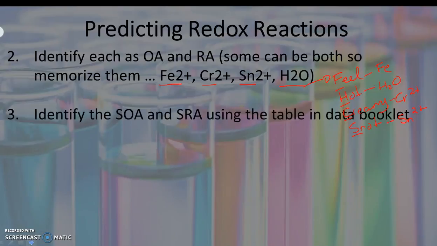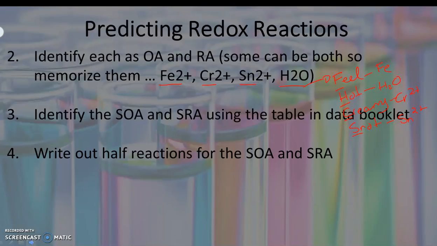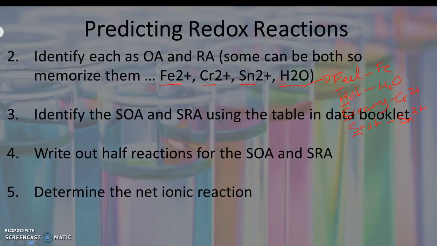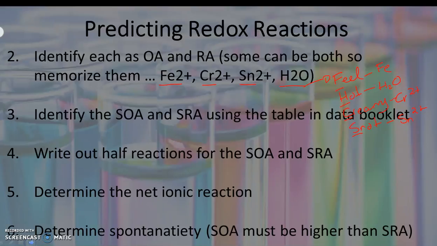Yeah. So then once you've identified everything as oxidizing and reducing agents, what you need to do is figure out which 2 are the strongest oxidizing agents and strongest reducing agents based off that table in the data booklet. Once you've identified which ones are the strongest, well, then those are going to be the ones that are going to be reacting. Everything else we ignore as a spectator ion. So you'd write out the half reactions for each of those, determine the net ionic reaction, and then you determine if they're going to react or not.